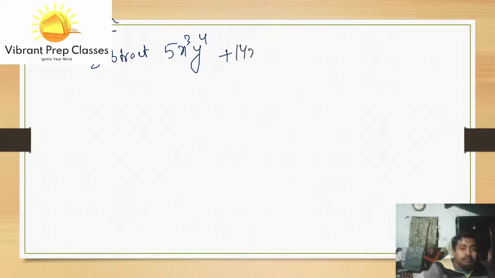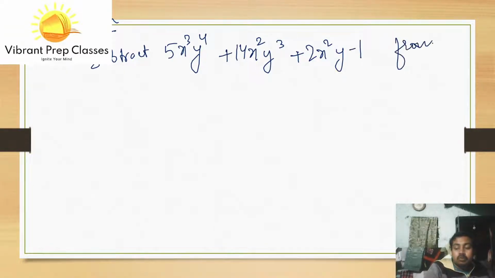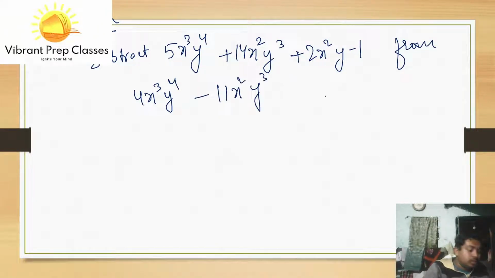How do we subtract two algebraic expressions? Suppose two algebraic expressions are given. They said subtract 5x cube y4 plus 14x square y cube and plus 2x square y and minus 1 from, we have to subtract this from which thing? 4x cube y4 minus 11x square y cube plus 4x square y minus 5.